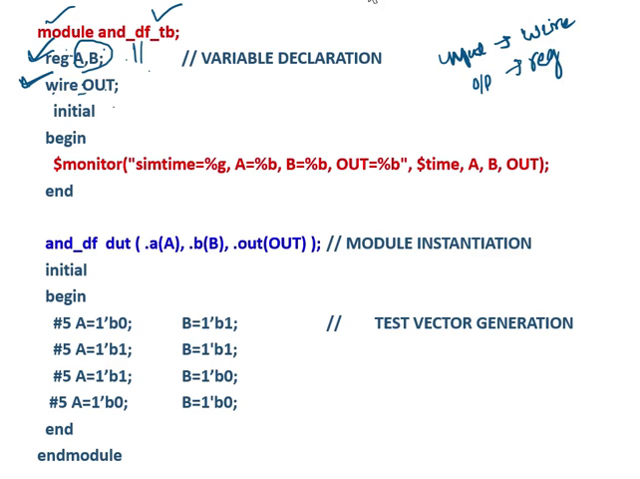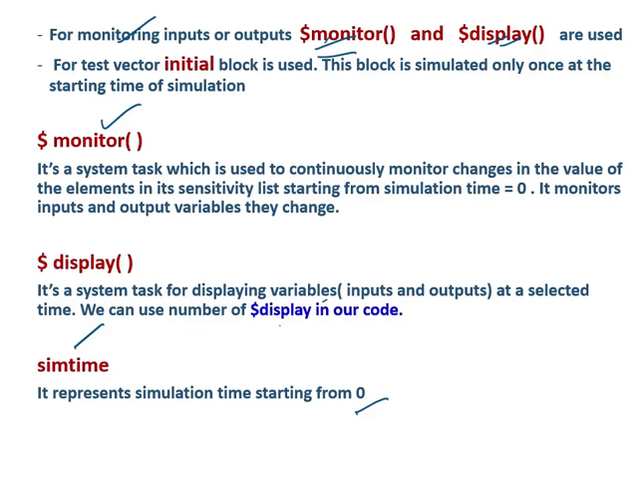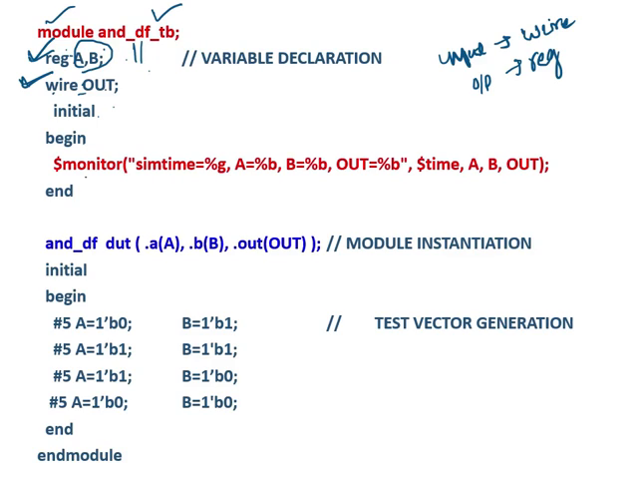Then initial and begin. Initial is for monitoring your waveform. Already I explained here, this is a system task which continuously monitors changes in the value of the elements in the sensitivity list. Means whatever is written inside this monitor, and there are changes. If there is any change in A and B, then this part is evaluated all the time. So these are the sensitivity list.